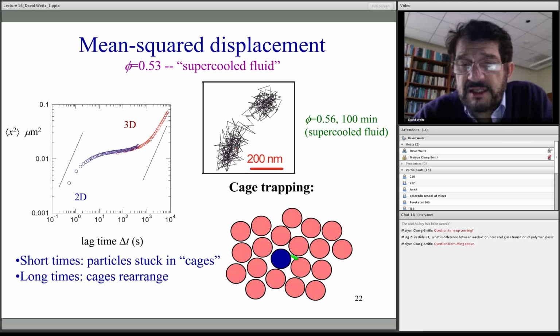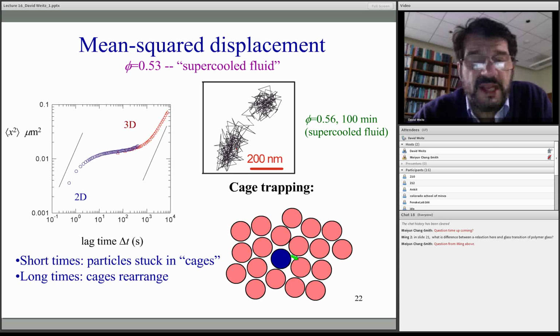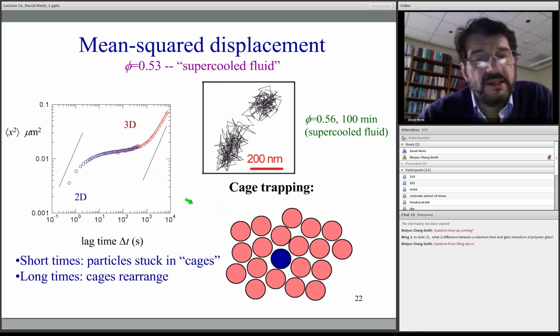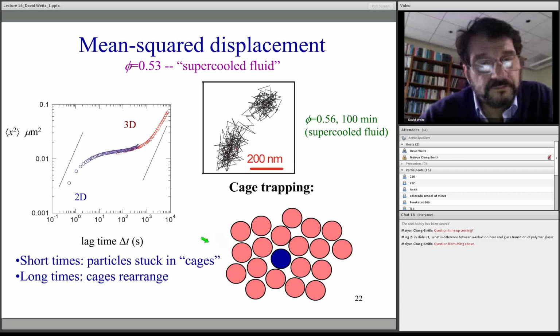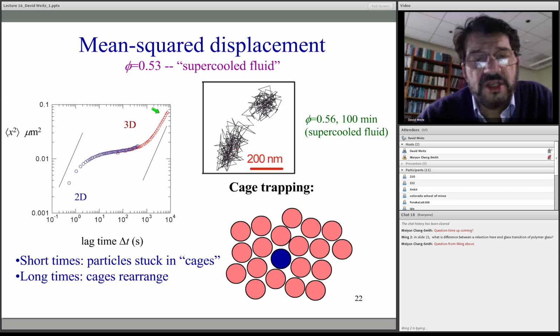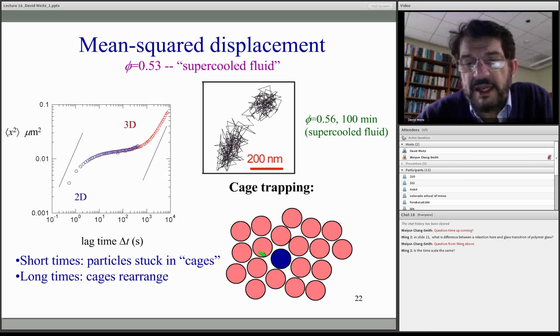So Ming has a question in slide 21. What is the difference between alpha relaxation here and glass transition of a polymer glass? It's essentially the same thing. The alpha relaxation is the long time relaxation, and this is the long time relaxation. And I'm going to actually describe what that means from a physical point of view just in the next slide.